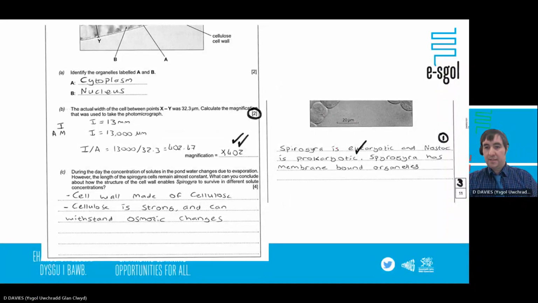And Spirogyra is eukaryotic and Nostoc is prokaryotic. One, Spirogyra has membrane-bound organelles. He's missed out that Nostoc does not. You need to make direct comparisons. This is this, that is that. Don't just list qualities. So Johnny got 3 there.